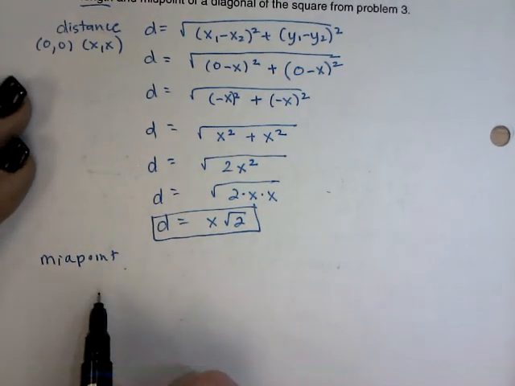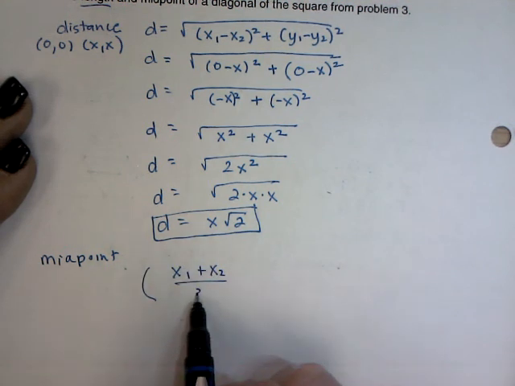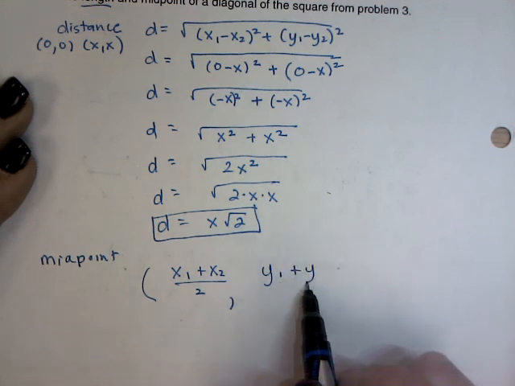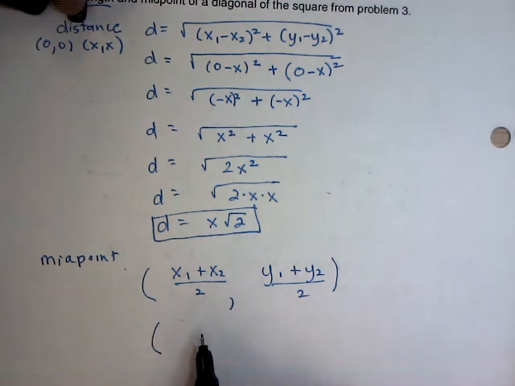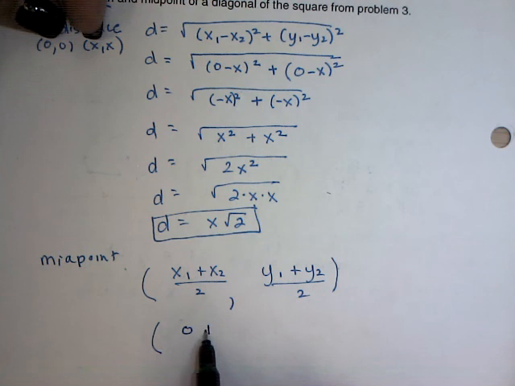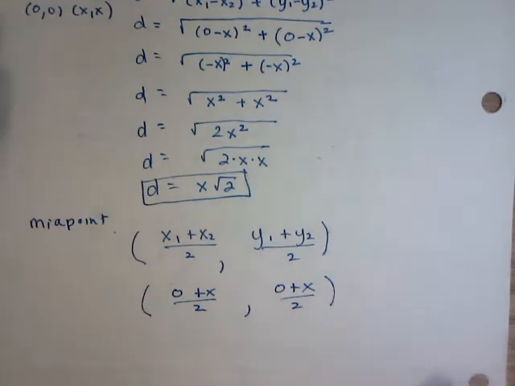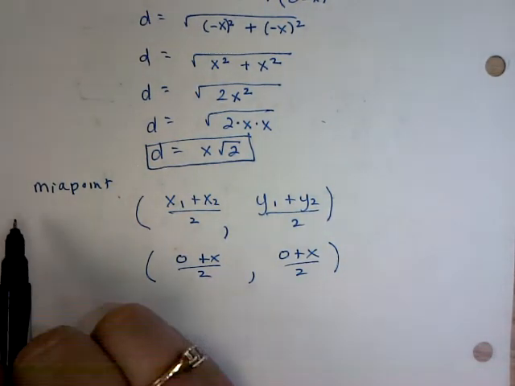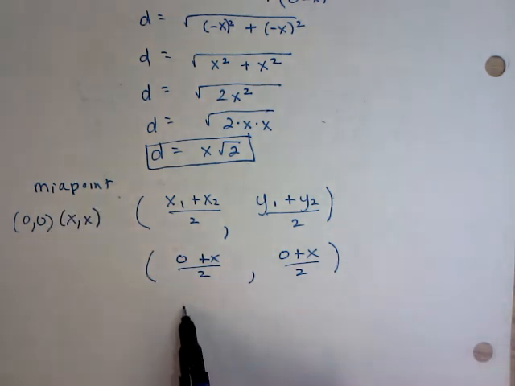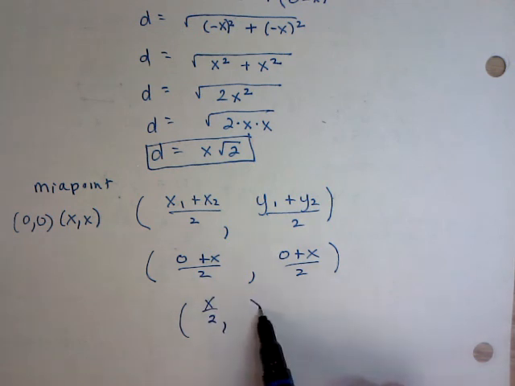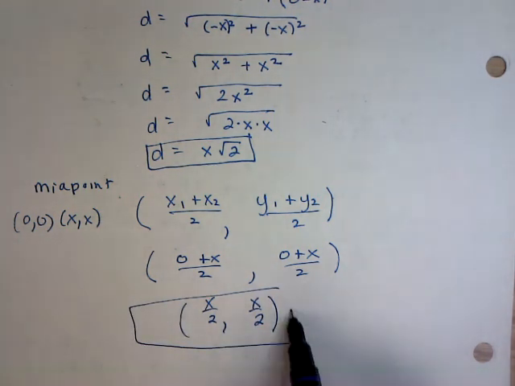Now I have my midpoint. We know my midpoint formula says I'm going to add my x1 plus my x2 and divide by 2, and add my y1 and my y2 and divide by 2. So now, coming up to my same point, 0 plus x divided by 2, 0 plus x divided by 2, using my same ordered pairs from above. Now when I simplify, it's just x over 2 and x over 2. That's my midpoint. Can't be anything else.